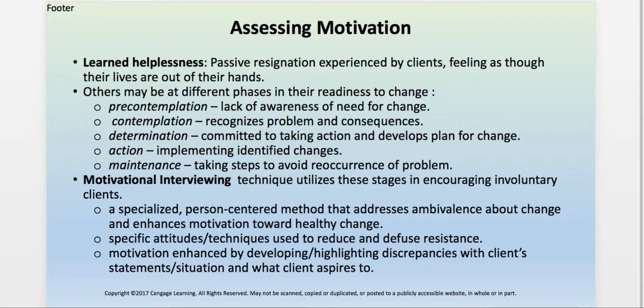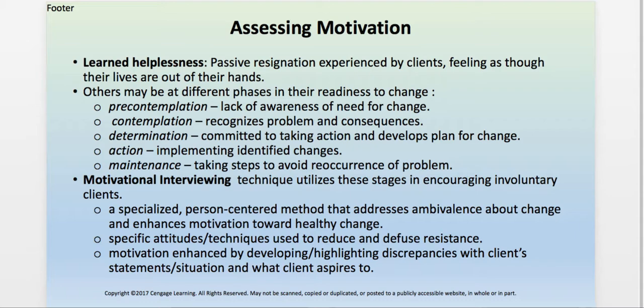Motivation is another thing to assess. A lot of times people come to you with this idea that their lives are out of their hands. You see this a lot with individuals, young people in particular, who have grown up in foster care and go from home to home, which is sadly often the situation with kids in the child welfare system. They begin to recognize that there isn't much they can do to get control of their lives, and so they get this sense of learned helplessness, where they just don't feel that they can impact anything important.